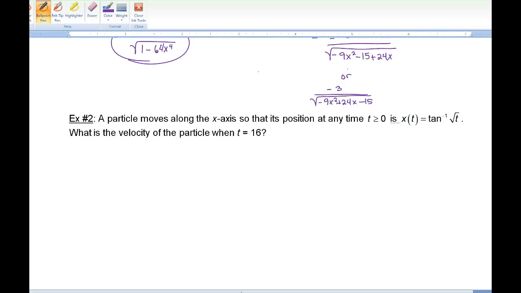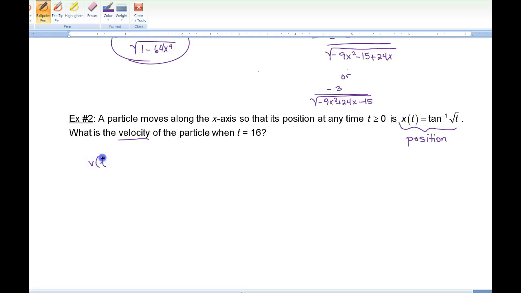Okay, a particle moves along the x-axis so that its position. Why is it always a particle? Can the particle just stay still? Guys, don't drive me crazy. All right, position.